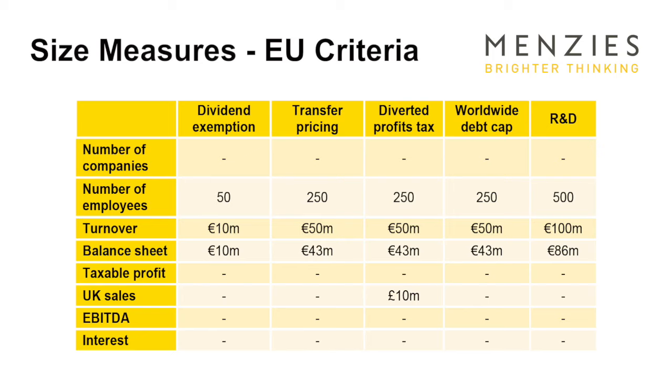For all measures, the starting point is to look at the number of employees and then the turnover and balance sheet limits. For example, a company will be large if it has 250 or more employees. However, if this limit is not breached, it will also be large if both the turnover and the balance sheet limits are exceeded.